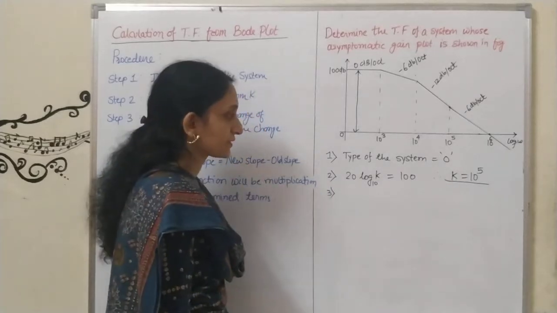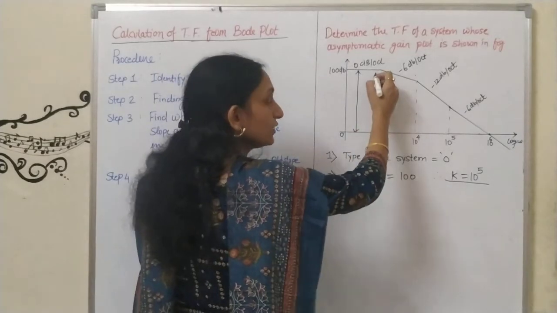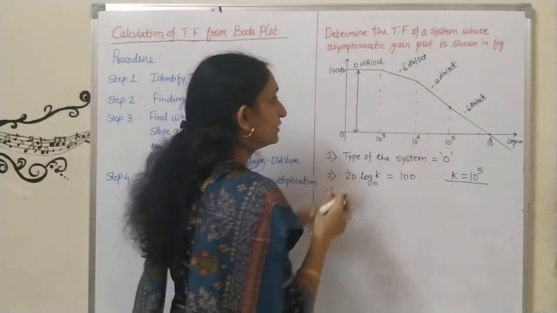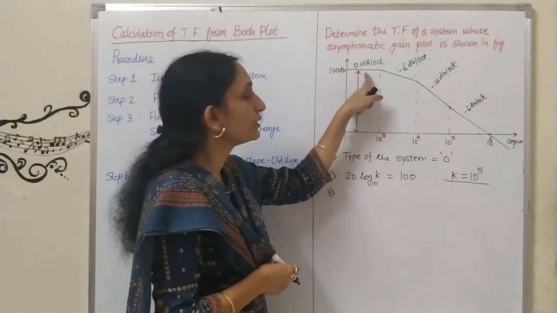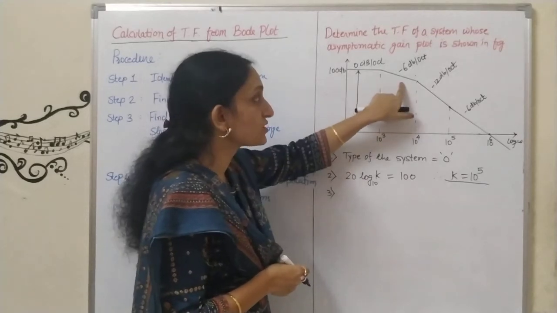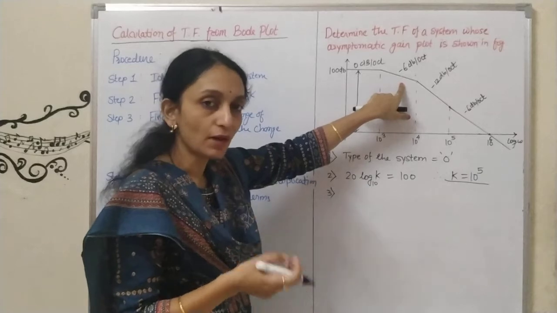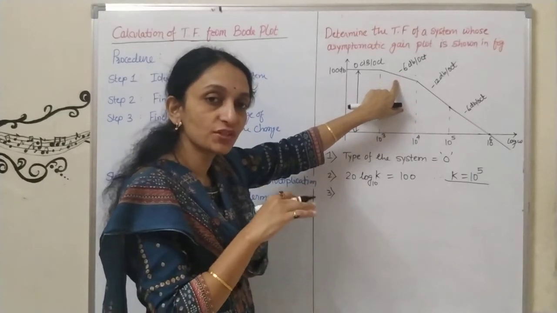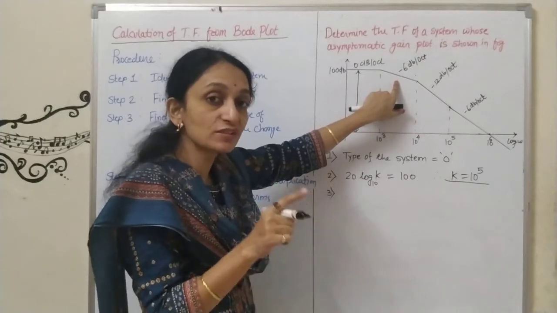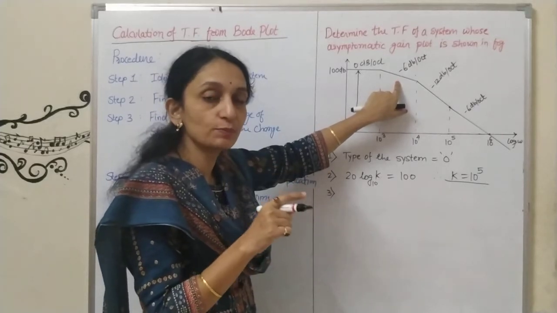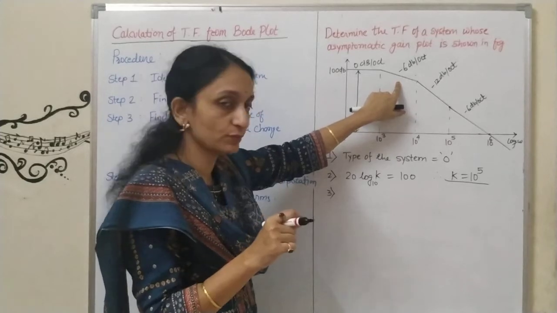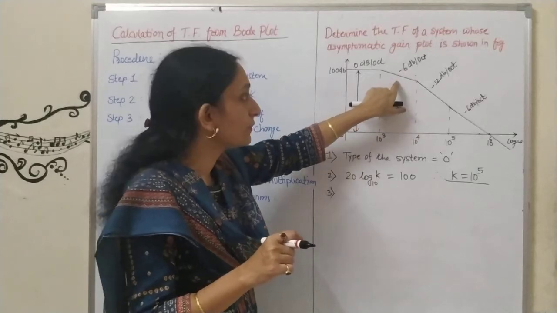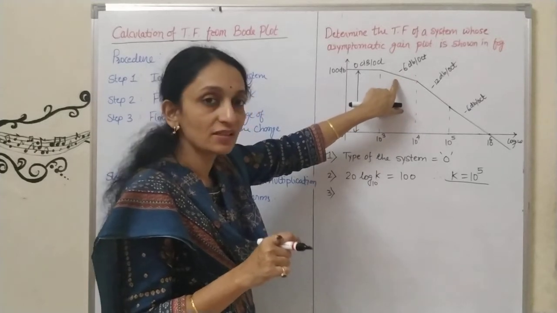Now next, see here. Actually you know that this is a type 0 system, so no pole at origin. So previous slope is 0 dB. Now the slope is changing to minus 6 dB. When I am saying minus 6, you should think about that. When the slope is changing from 0 to minus 6, there must be a finite pole, or a real pole. In case of octave scale, we are using minus 6.